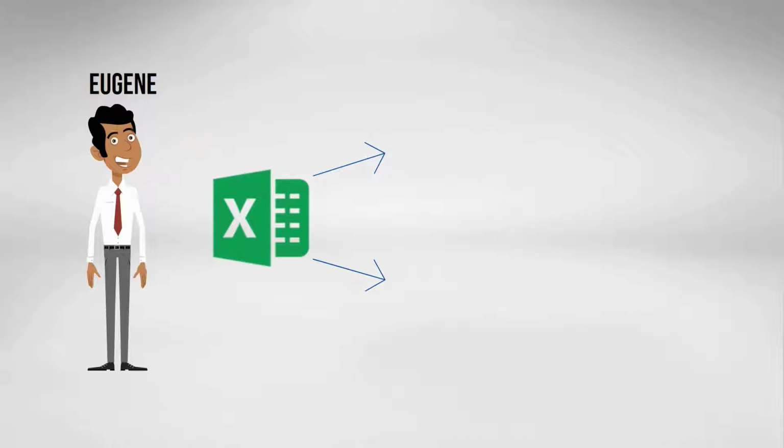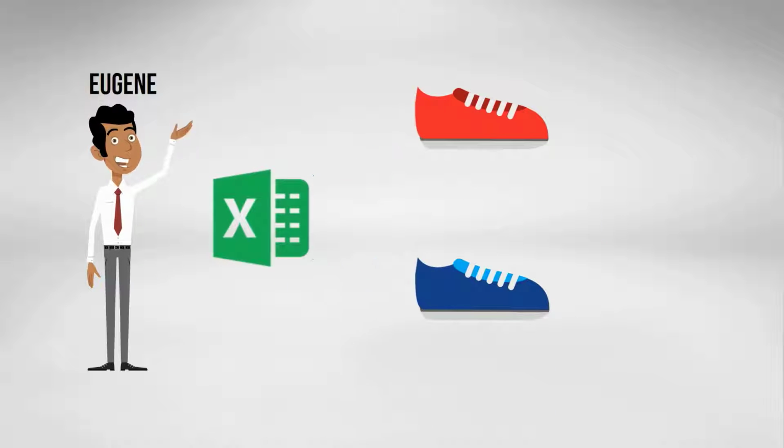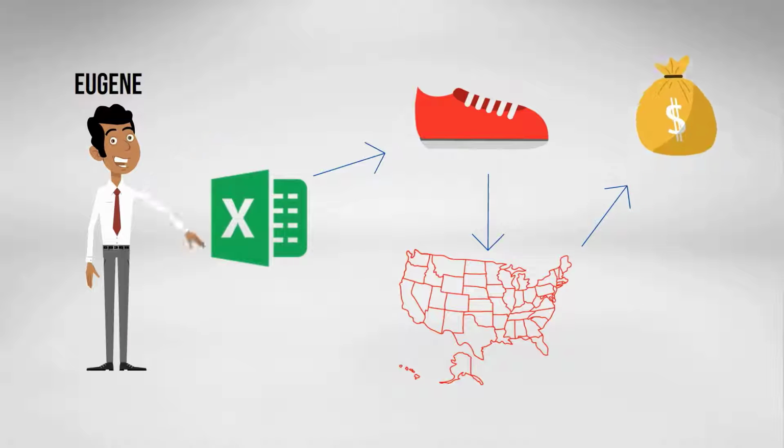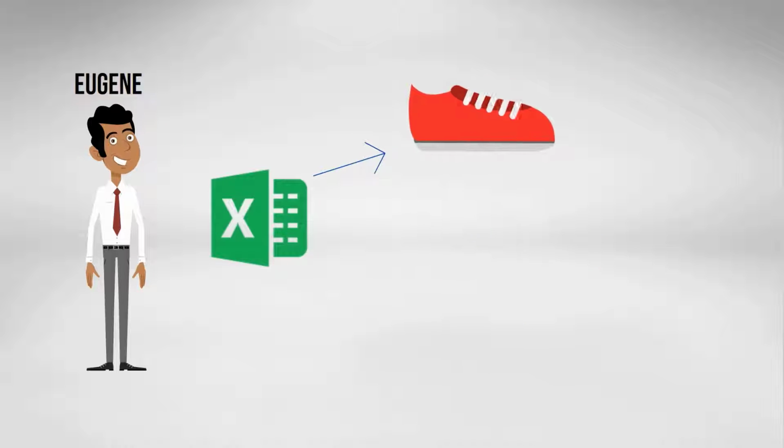Eugene opens the report and can see how many red shoes and blue shoes they've sold this week. He then realizes that he needs to know what state each red shoe is sold in order to determine budget allocation for the next week. Unfortunately for Eugene, his workbook is static, so he can't drill down into any of the numbers.